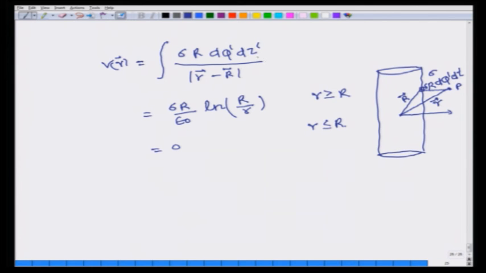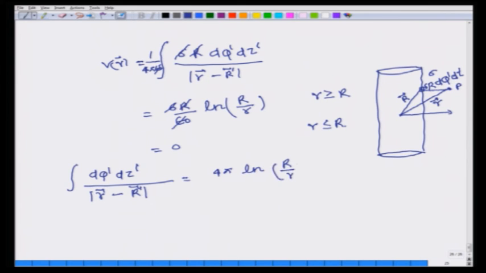So, if we see this integral, sigma R would be cancelled out, and there is one more factor, that is 1 over 4 pi epsilon naught. So, epsilon naught would be cancelled out. So, we can write the integral of d phi prime dz prime over the magnitude of vector r minus vector R, equal to 4 pi ln capital R over small r for r greater than or equal to capital R, and equal to 0 for r smaller than capital R.